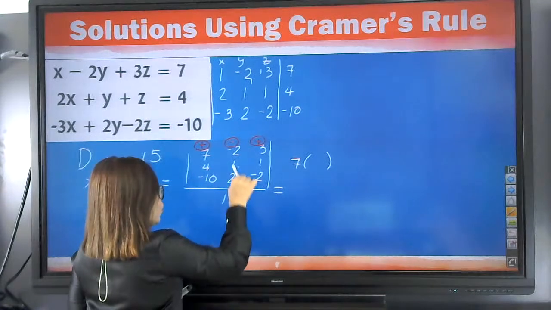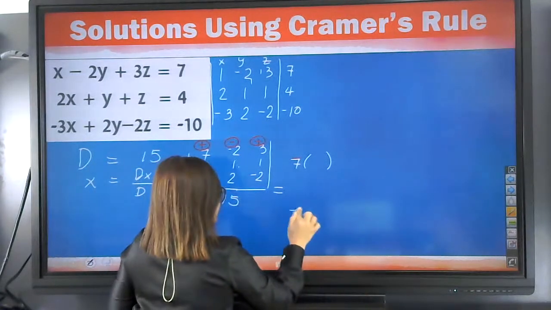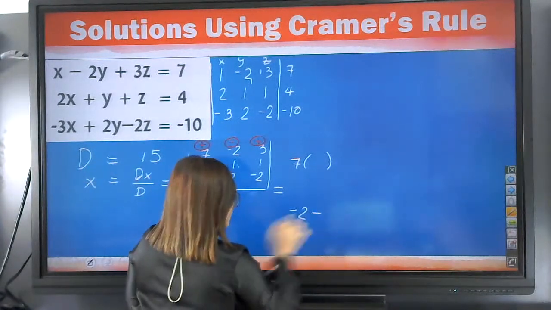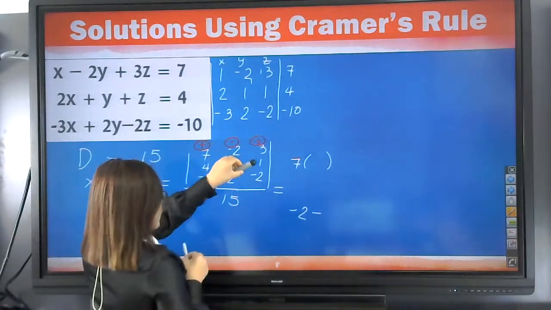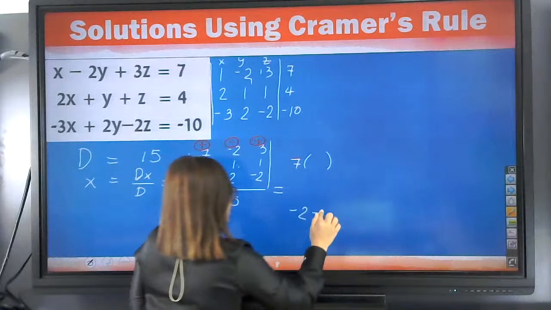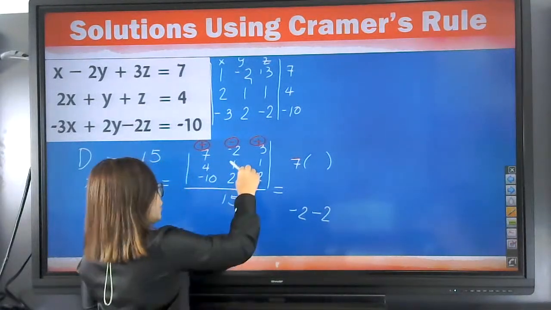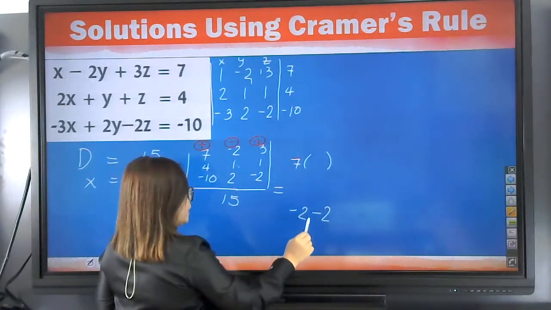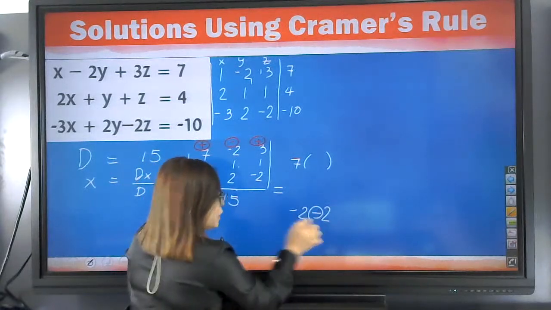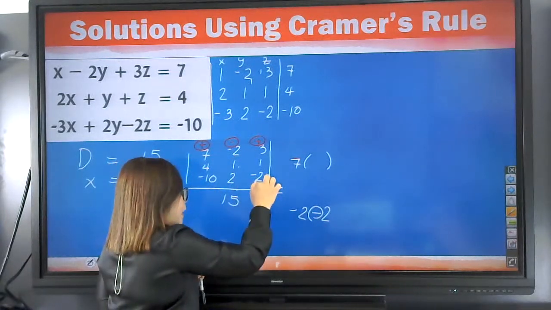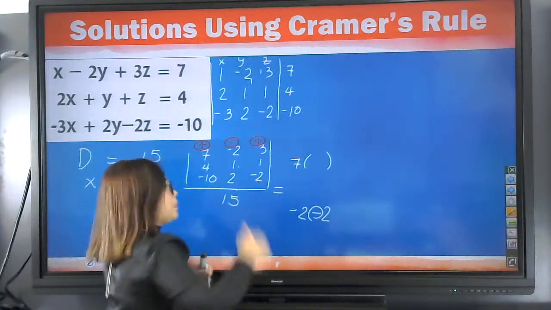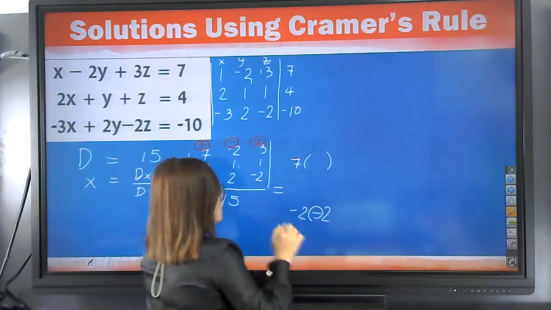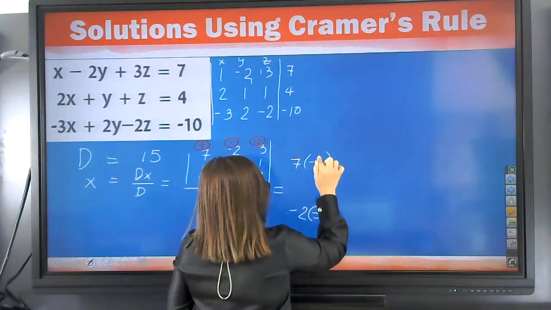Arrow down is 1 times negative 2, so it's negative 2. Minus arrow up, 2 times 1, which is 2. There's a minus between them: product of arrow down minus product of arrow up. This is it: negative 2 minus 2, so this is negative 4.